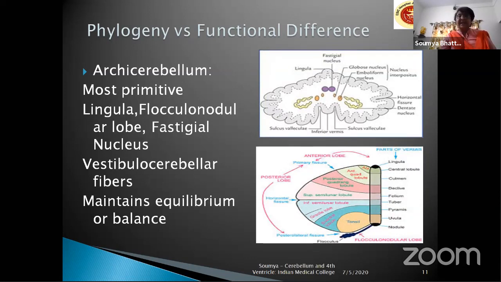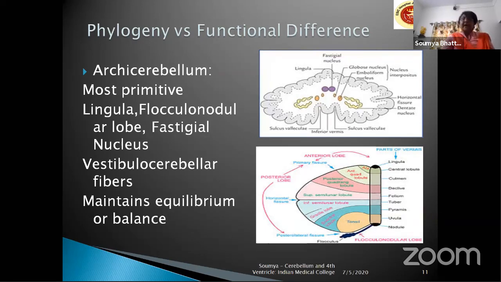Next slide says phylogeny versus functional difference. What is this phylogeny? Now see how a man started walking. We didn't start walking on the first day of our evolution. We learned to sit, to crawl, then to stand with support, then stand erect, then without support, and then we could run. Now this was, I can take you back to the Stone Age, the Old Stone Age, the Middle Stone Age, and the New Stone Age. So the Stone Age can be related even in anatomy.